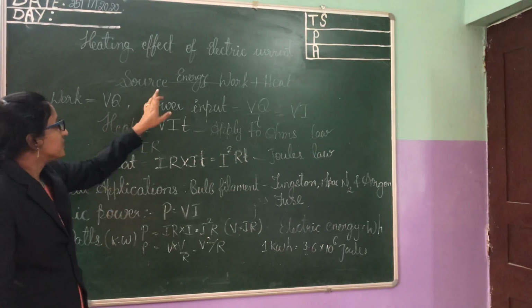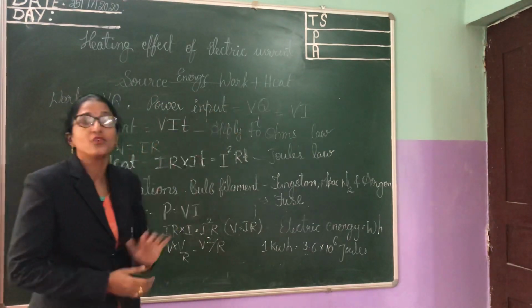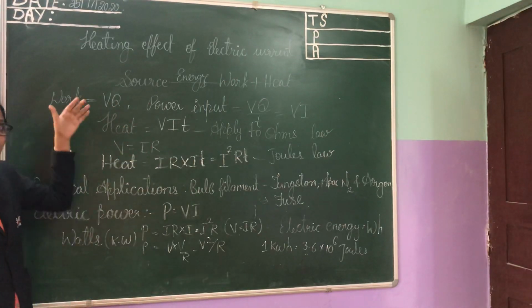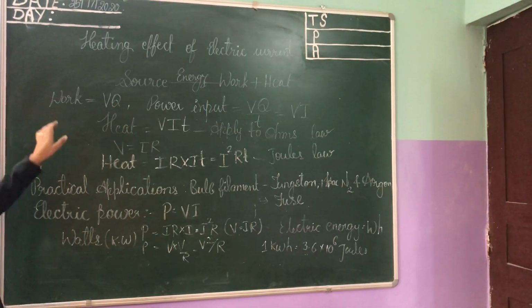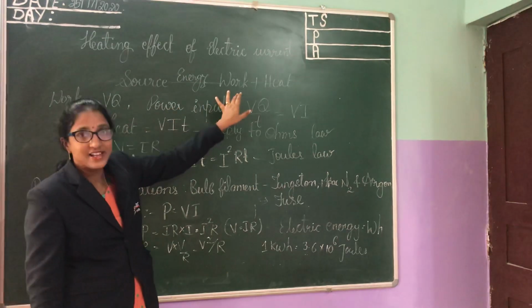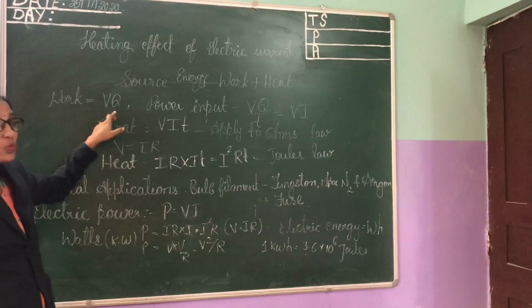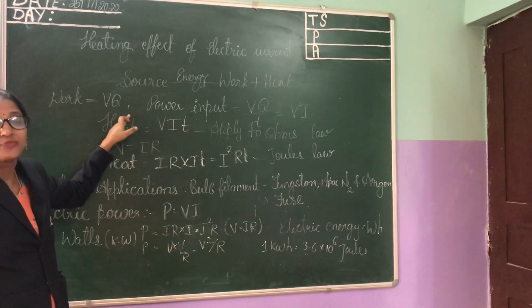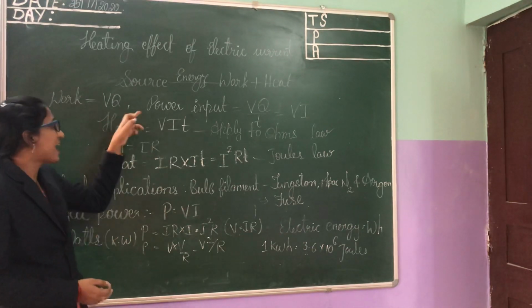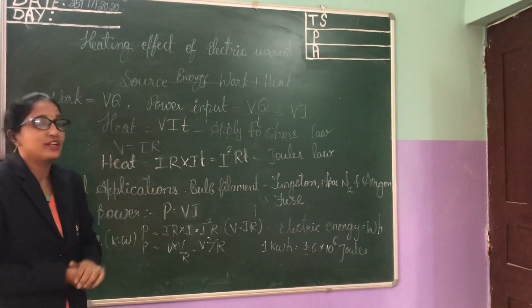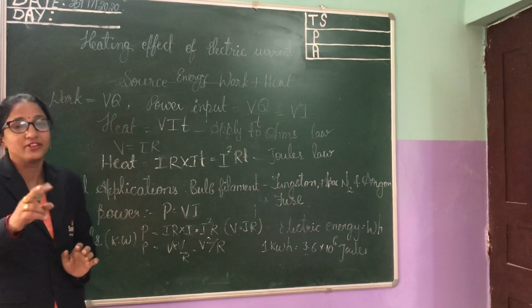Okay, so this work and heat, how to find out the work and heat in an electric circuit, that is today's topic. The work done in an electric gadget we can find out by using the equation: work is equal to VQ. Q is the charge in coulombs flowing through the potential difference between 2 points.